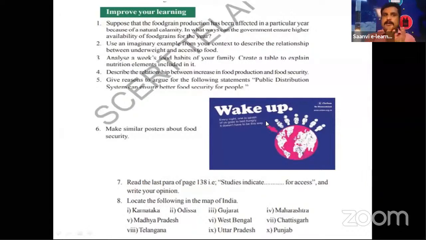What relationship, and you can write there. And analyze the food habits of your family, create a table to explain the nutrition elements included in it. In the last session I have told you clearly what steps you have to take. Analyze, very good, getting sufficient nutritious food, I think. Very active. Fine, very good. Okay, analyze the food habits of your family members.